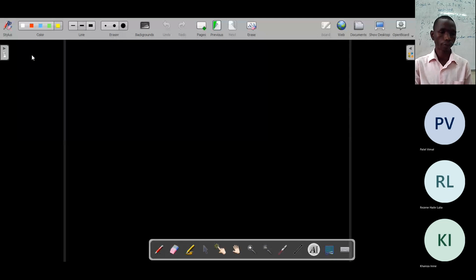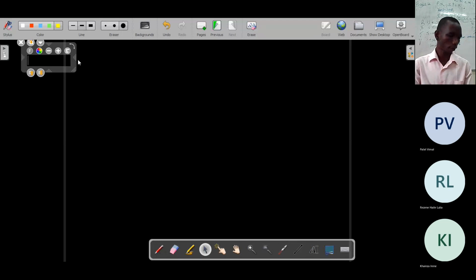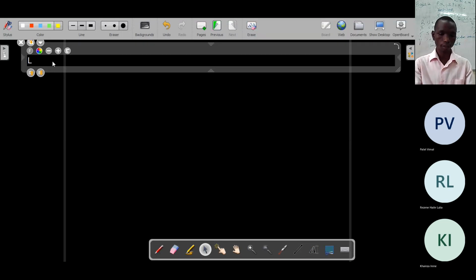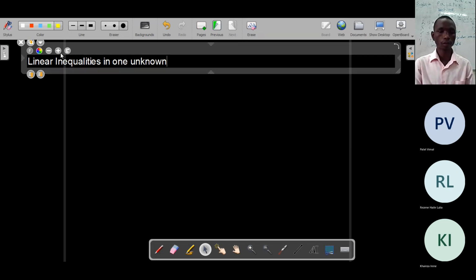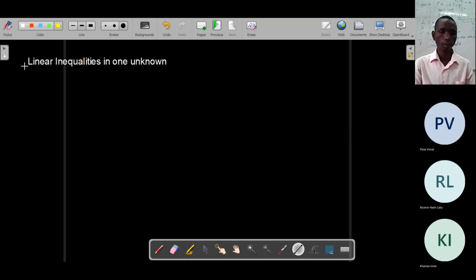Of solving linear equations. So remember, we have linear equations, we have quadratic. Let us begin with linear inequalities. Linear inequalities in one unknown. So let us see solving these linear inequalities in one unknown.